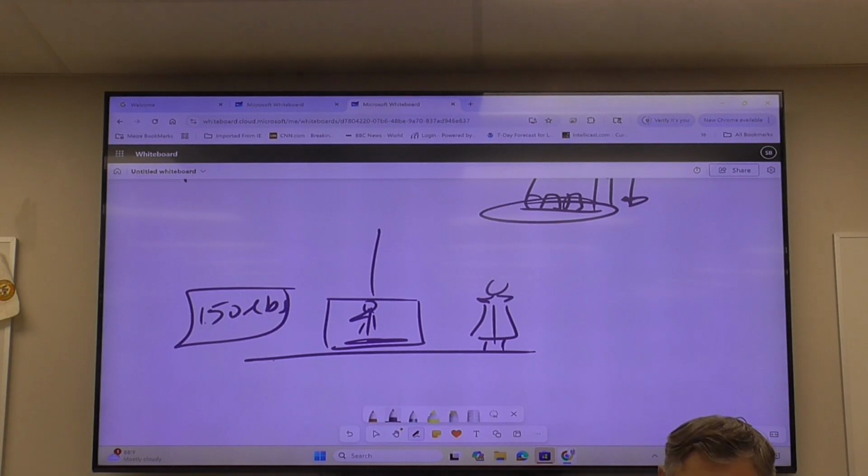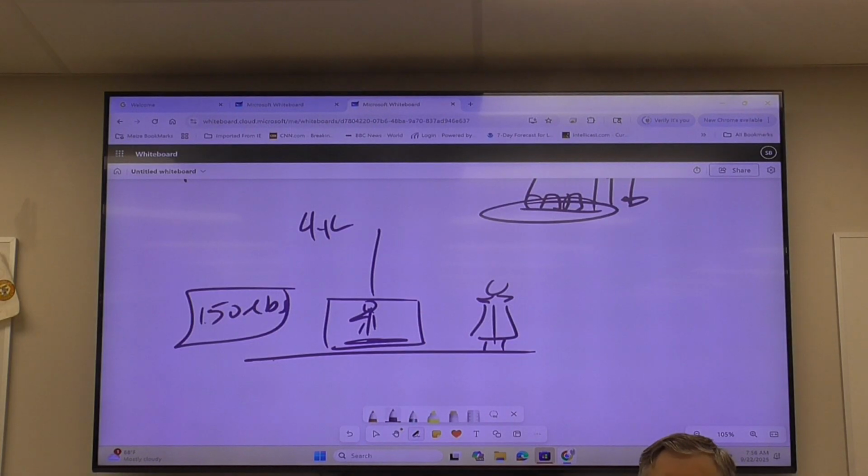Now, keeping in mind what we just did, you want to go up to the 4th floor. What's going to happen to the reading on that scale when you begin to accelerate upward? Is it going to stay at 150? Is it going to go above 150? Or is it going to be below 150?